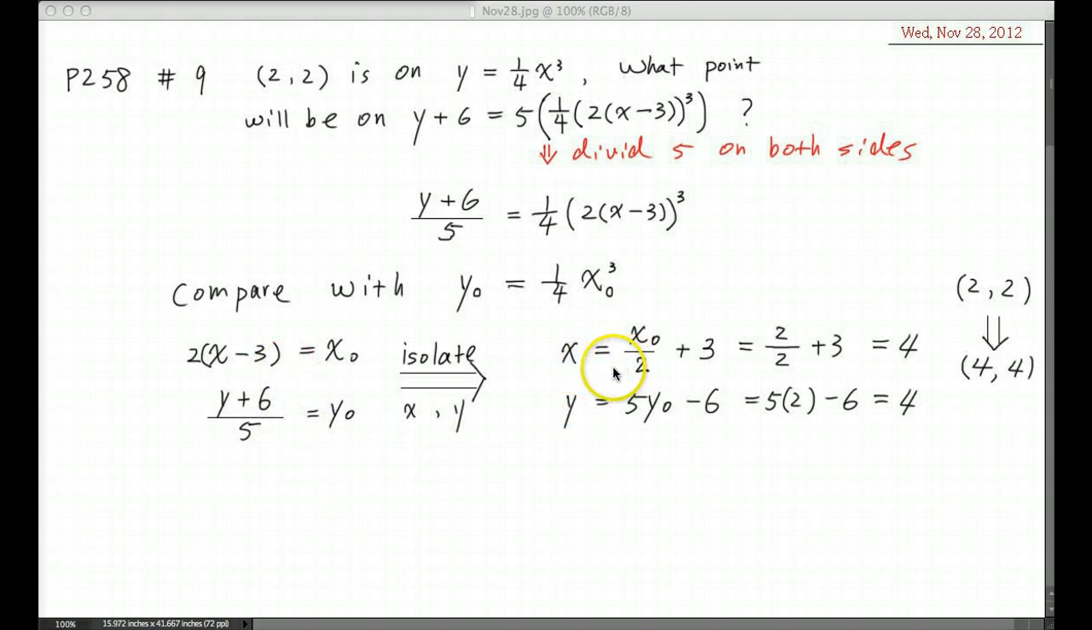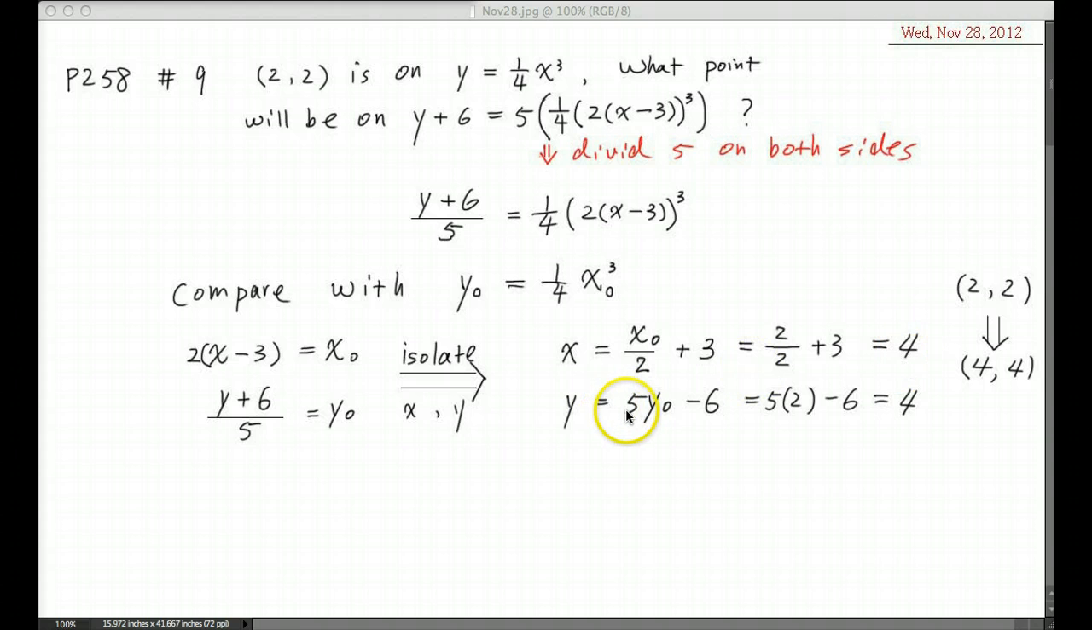And once you get this, you can easily tell how the transformation is performed. So it is divided by 2, which means horizontally compressed by a factor of 1 over 2. And then you have 3 units to the right. So then you produce the new x coordinate, which equals 4.